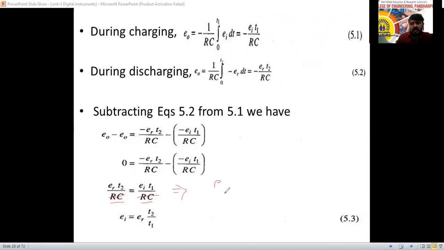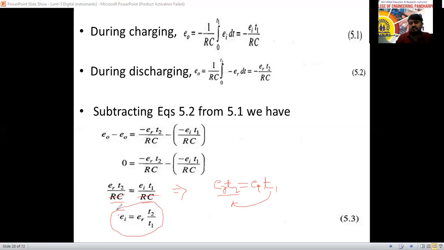ER T2 equal to EI T1 here. EI T1. So from this one, can you write the equation for the EI input? Which one is input here? Input voltage is EI here. So EI equal to ER T2 by T1. This T1 I will send into the other side. It will become the denominator, no. So EI equal to ER T2 divided by T1. You can write like this.